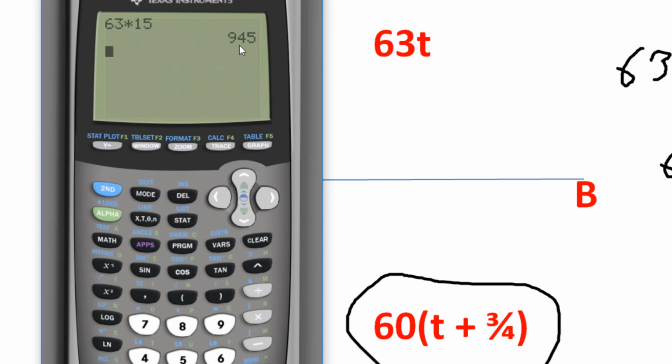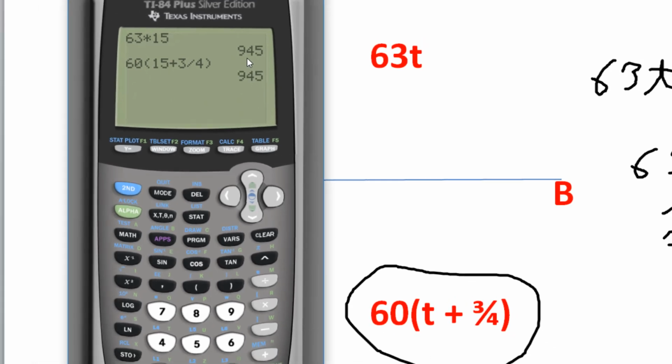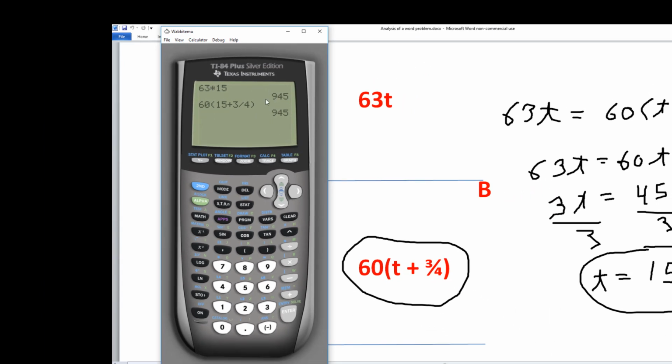Now let's do Jim. 60, and then I just put this in parentheses, and the time is t plus 3/4. So t is 15 plus 3/4. Hit enter, and we get 945. Okay, so that's a check that the distances are the same when t is equal to 15 hours and one has a 45-minute head start. That's how long it would take to catch up.